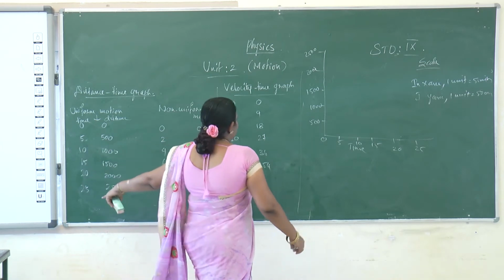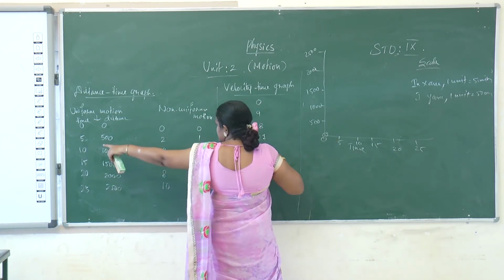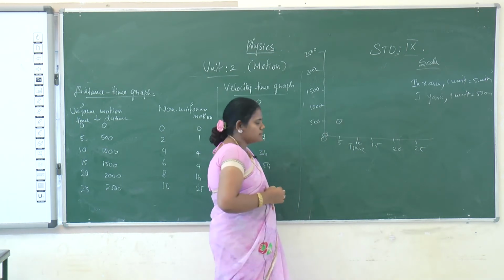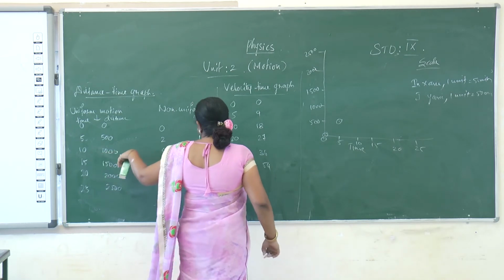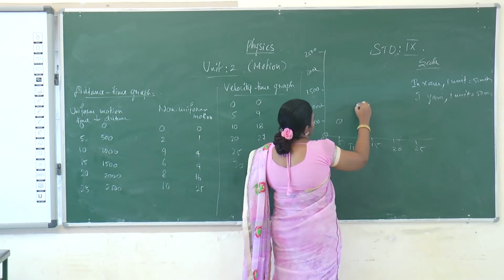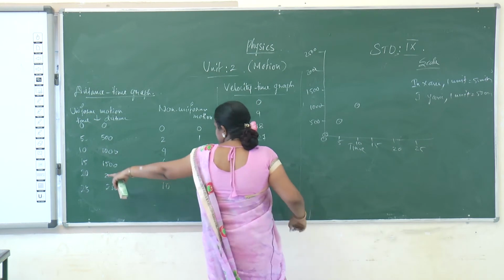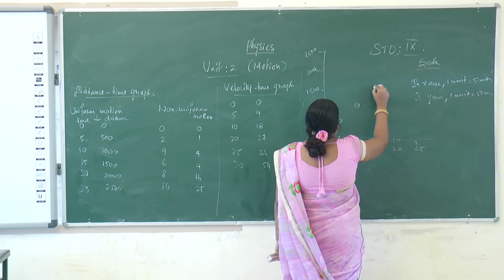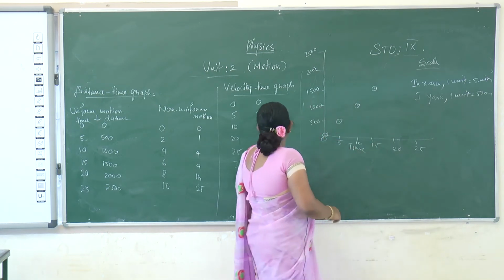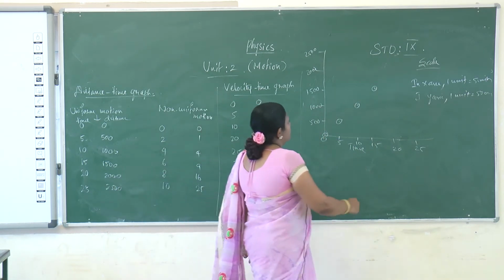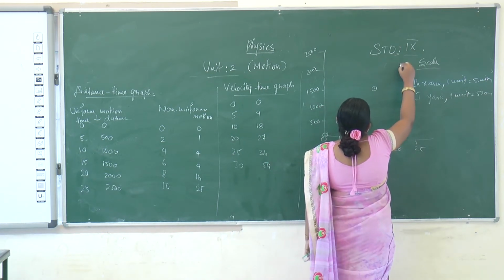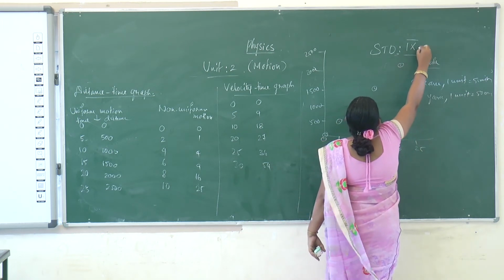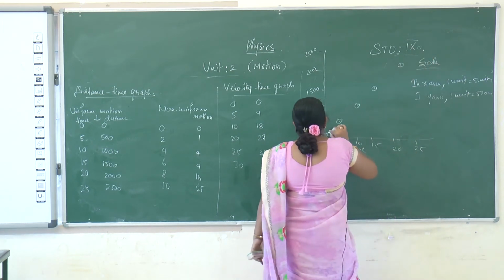First 0, 0. Next x-axis 5, y-axis 500. So 5, 500. Then the second one 10 and 1000. The third one, x-axis 15 and y-axis 1500. The fourth one 20 and 2000. And 25 and 2500. So you make the straight line.